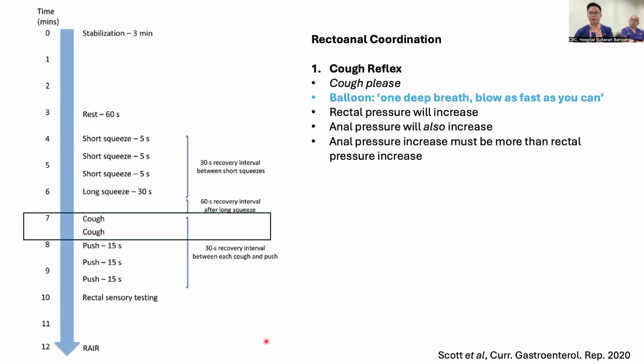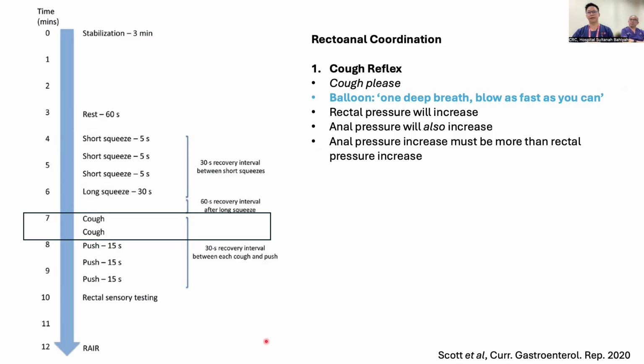After they squeeze, now we want to look at the rectal function. We want to look at the anal function. We started by telling them to cough, batuk. Now, the cough reflex is essentially to see what happens at the anal sphincter when we abruptly increase the intra-abdominal pressure through a cough.